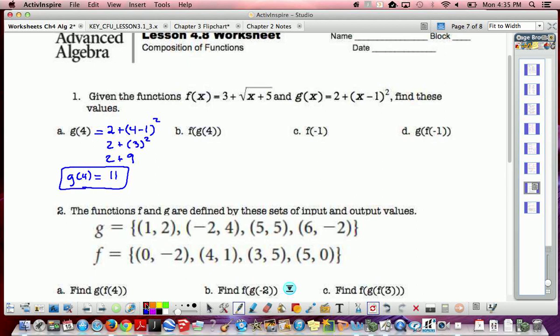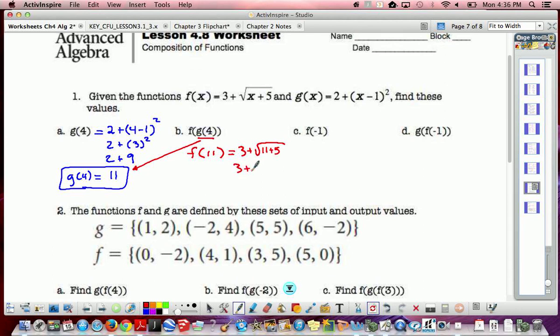Now in part B, this is where it becomes very helpful. I'm trying to find f of g of 4. Well, g of 4 from my previous problem was 11. So I'm going to replace the g of 4 with what it equals, which was 11. So I'm really just now trying to find f of 11. So now I plug 11 into the f of x formula. 3 plus the square root of 11 plus 5.